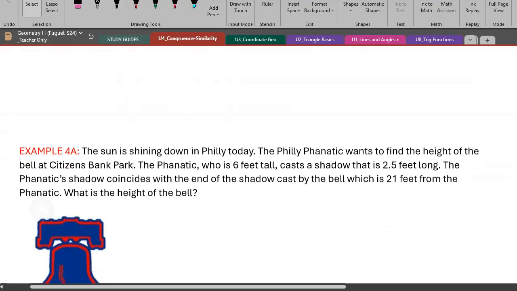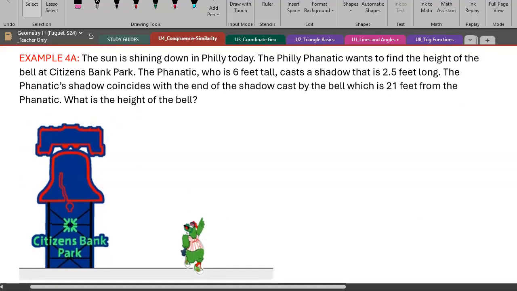All right, we have one last example we're going to do here, and you know what? Let's go ahead and do a little Phillies reference. If you're watching this in the spring, it's the beginning of the Philly season.